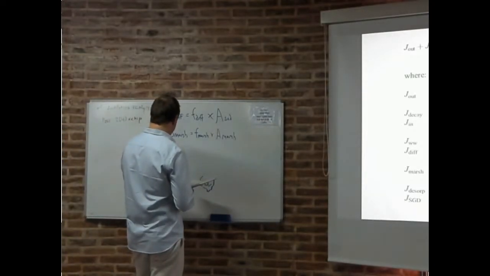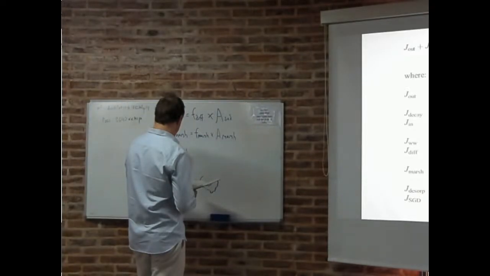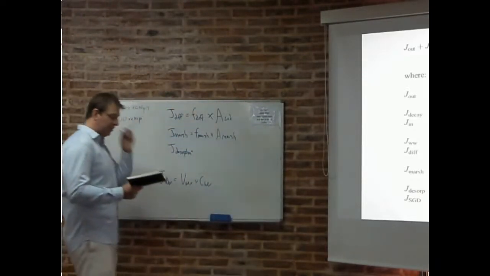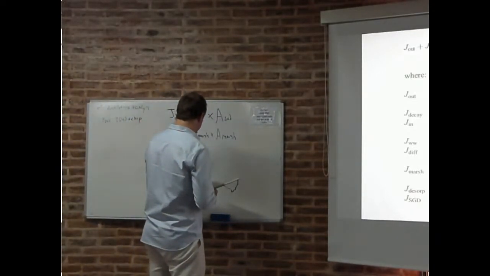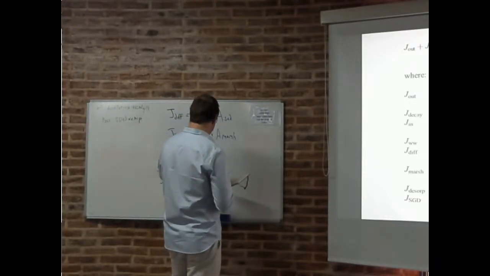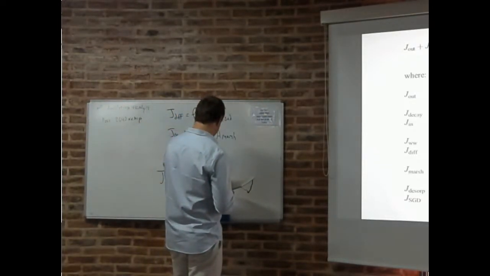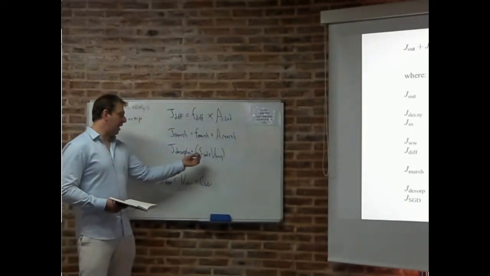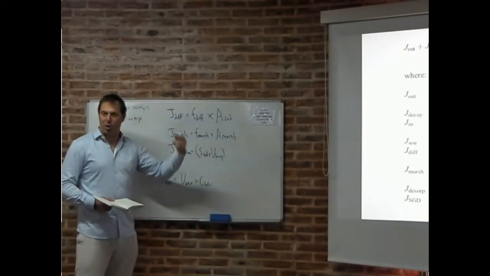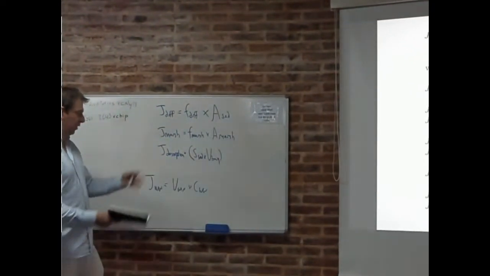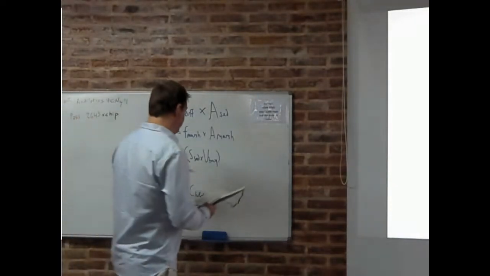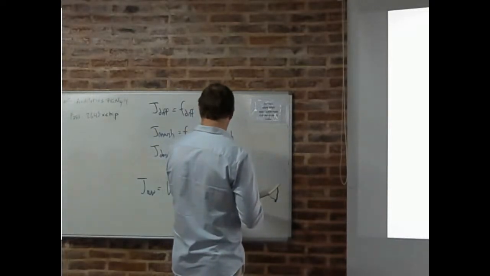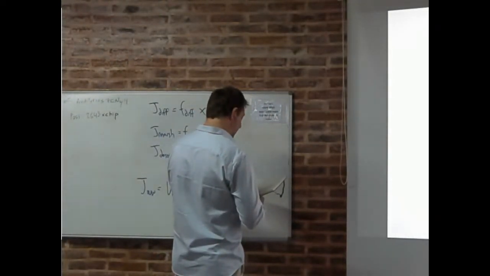And J desorption is what's known as SZ times V bay. So that's basically the amount of suspended sediment per liter times the volume of the bay in liters times the desorption flux of sediment.